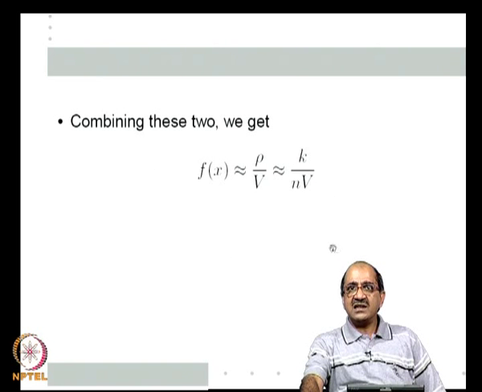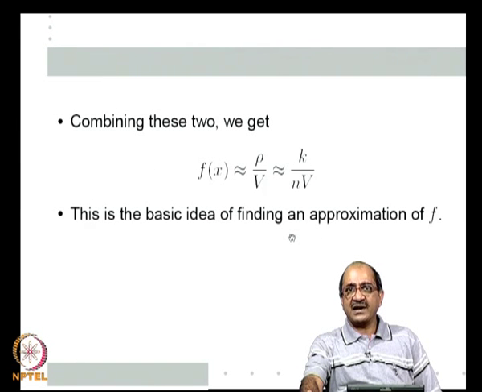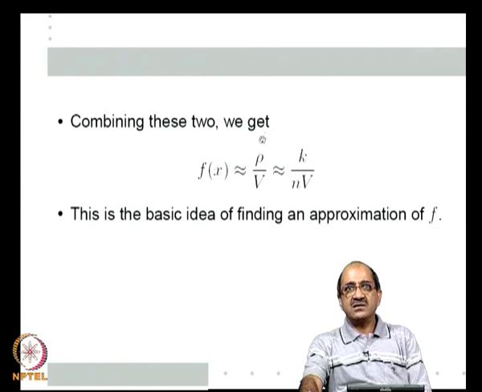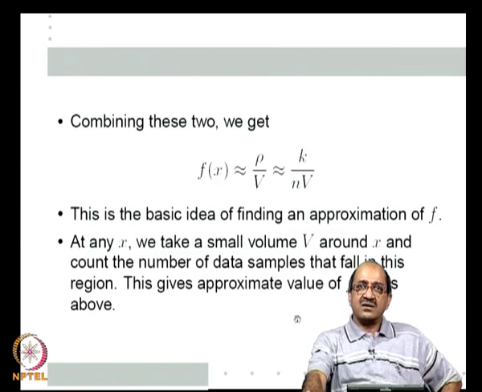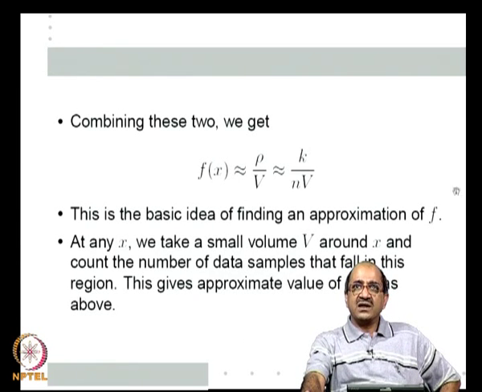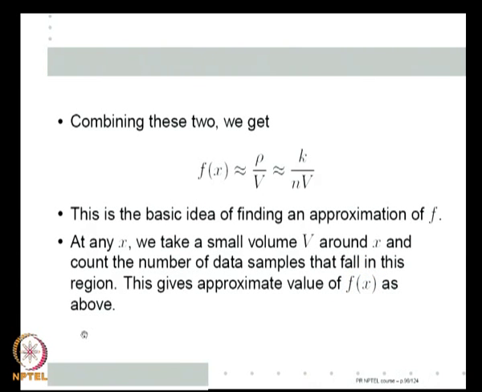This is essentially a generalization of our binning idea, right, and this is the basic idea that we used earlier also, except that now we are very intelligently erecting our regions only where we want to calculate the density. So, at any x, if you want the density value, we take a small volume v around x and count the number of data samples that fall in this region. This gives an approximate value of f as above.